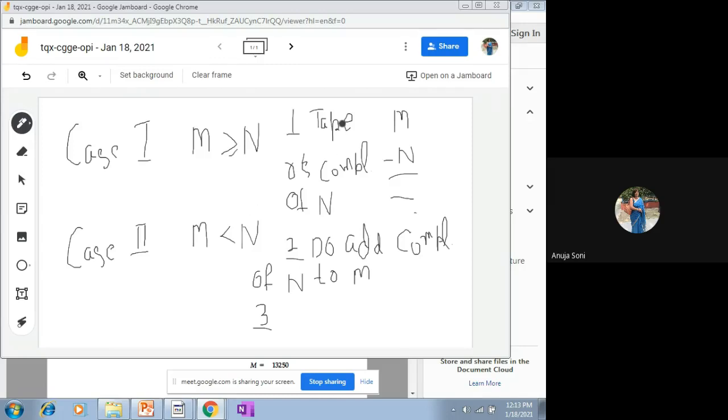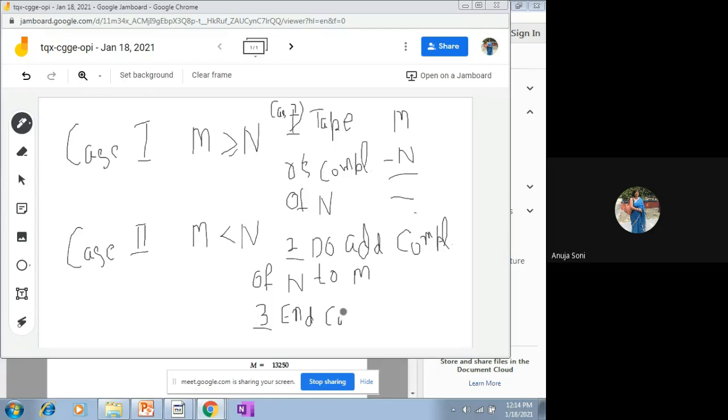In such cases, whenever you take r's complement, you add the complemented value of n to m. Ultimately it will generate an end carry. The end carry is generated, and you have to discard that end carry. That is the last step. This is specifically case 1: whenever the value of m is greater than n, an end carry will always be generated.